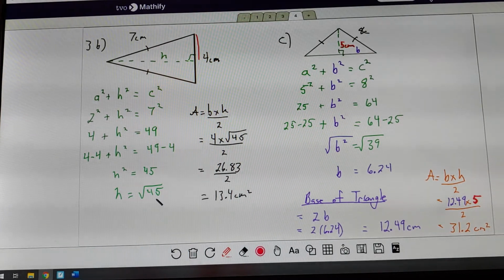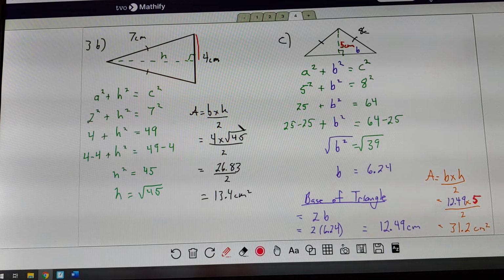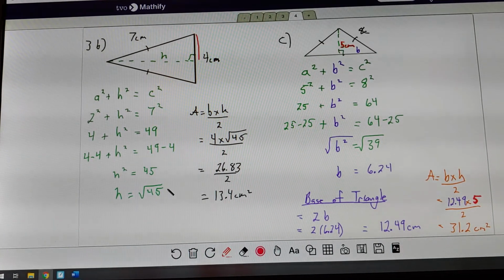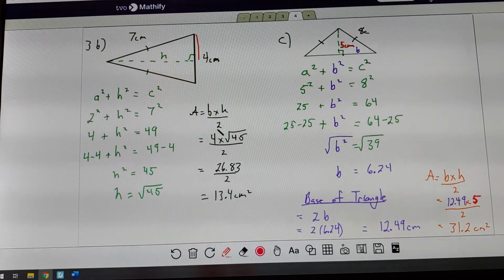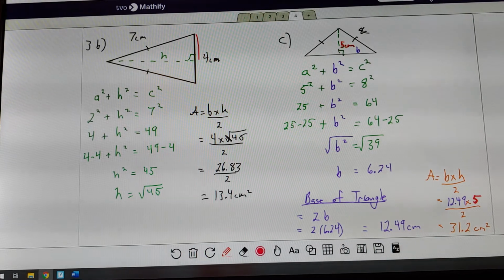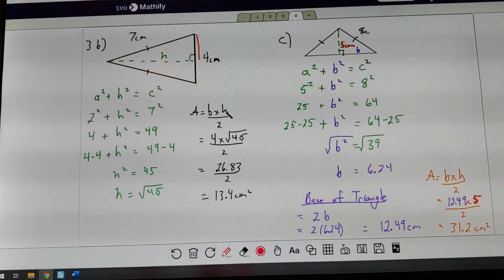Again, I'm choosing to leave it under the square root symbol because it's not a perfect square. So I want more of an exact answer because it's going to be used in a formula. Like if I did square root this and I rounded it to 1 decimal place, I've just made it inaccurate. Now I've made it 4 times as inaccurate when I multiply by 4 here.